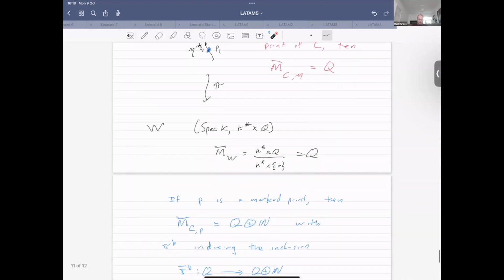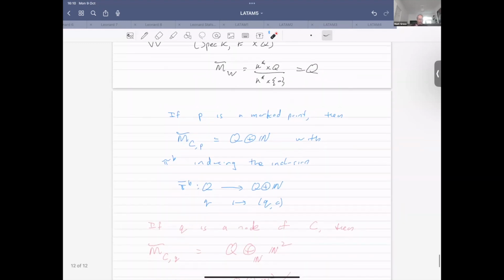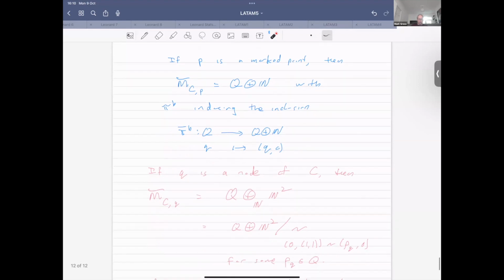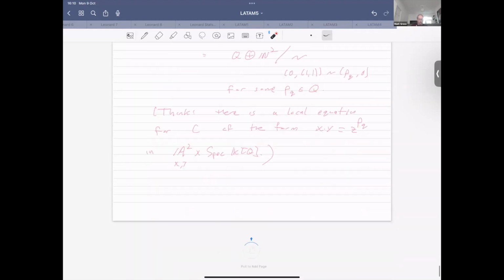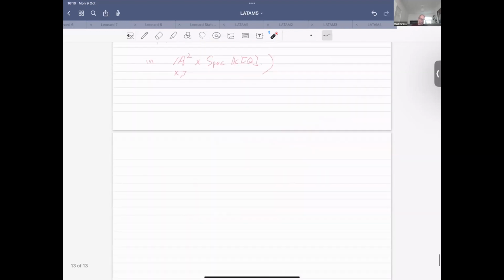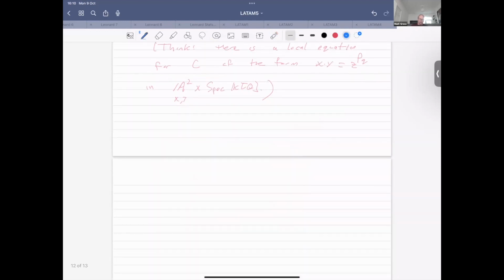Okay, so now let me show you a different way. Don't worry too much about all of this data I just went through here. Let me show you a different way of visualizing this. Let me introduce the notion of tropicalization of a fine FS log scheme.